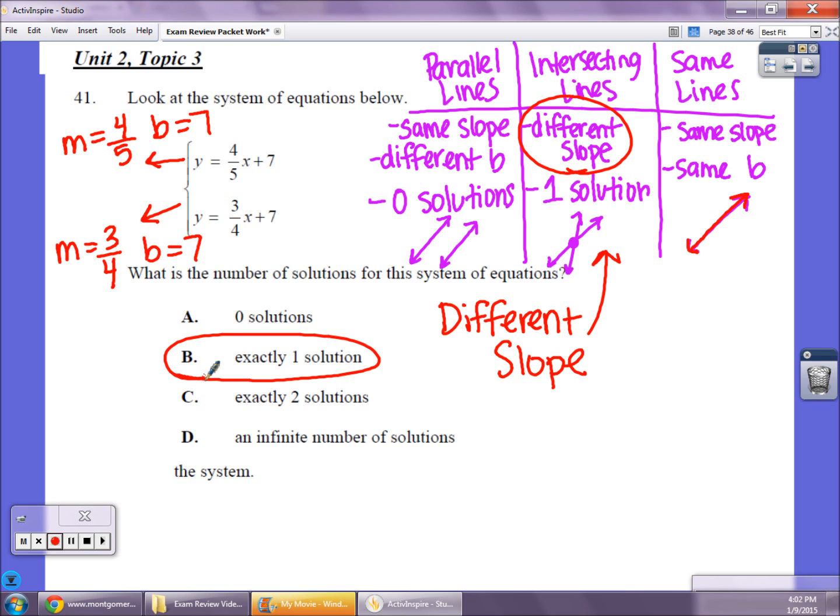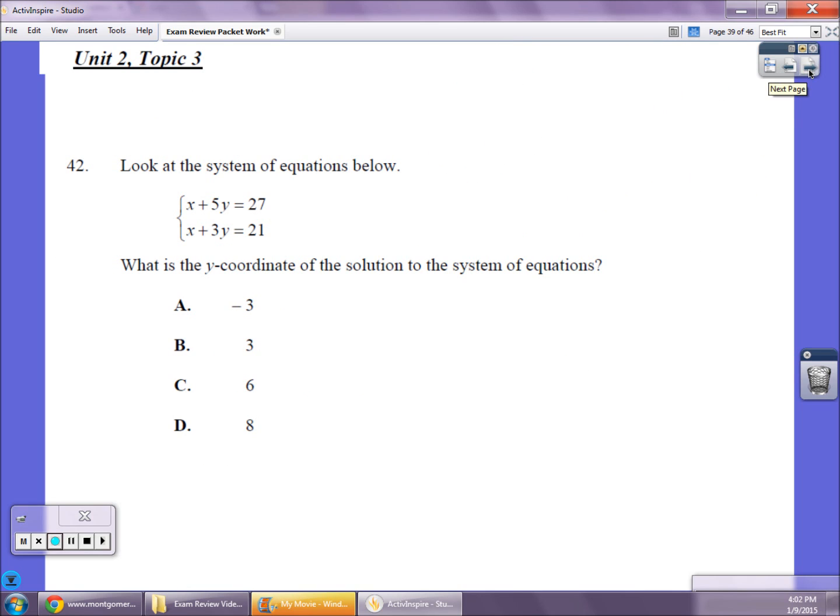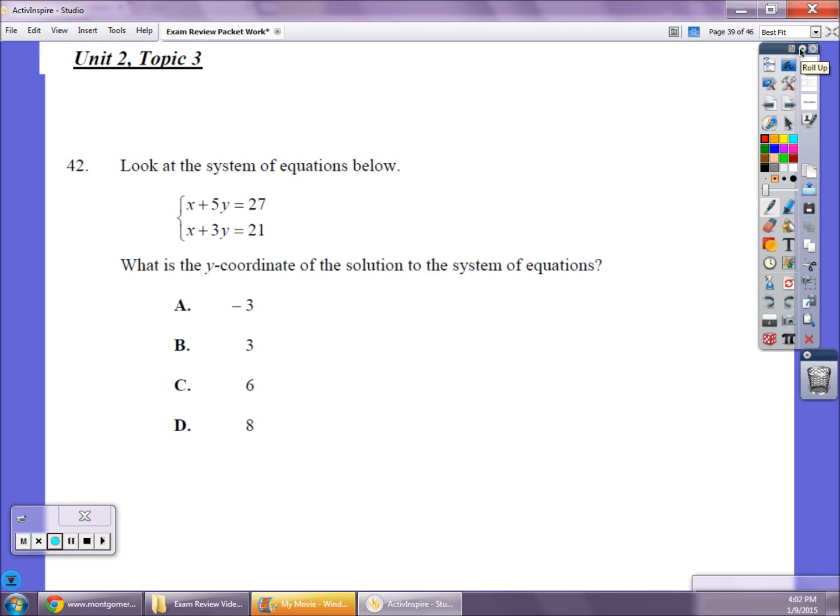Let's move on to 42. All right, look at the systems of equations below. What is the y-coordinate of the solution to the system of equations? All right, so we're actually going to solve this system of equations. I'm going to do that using the method called substitution.